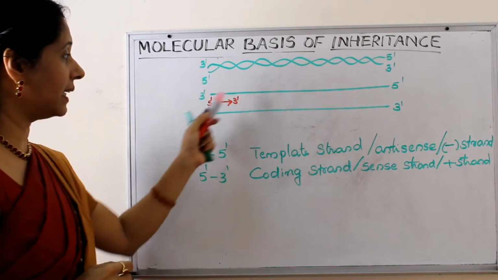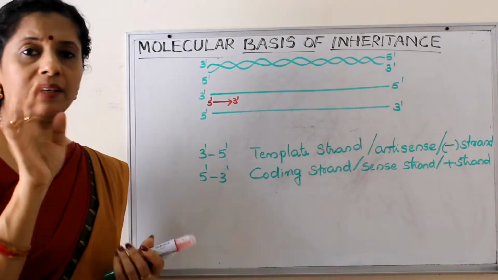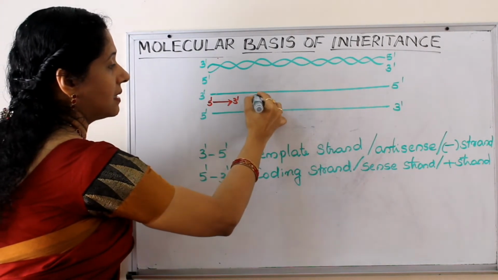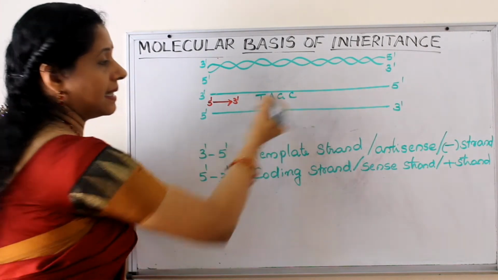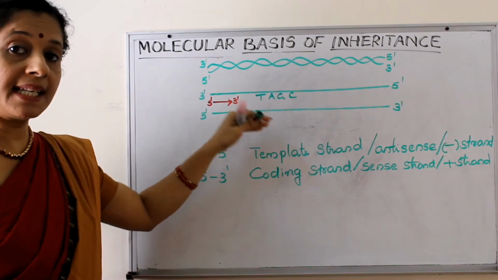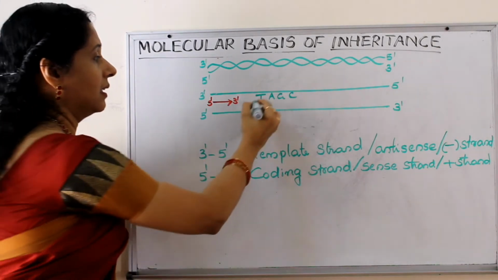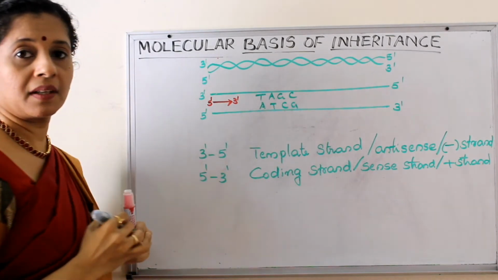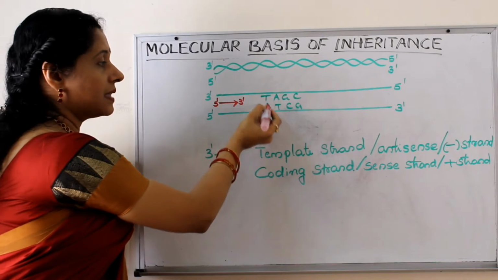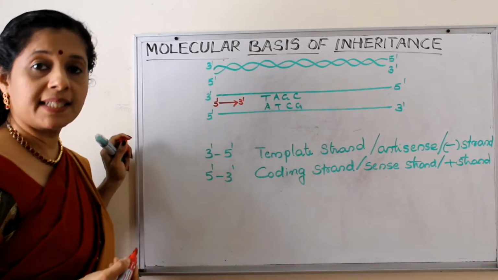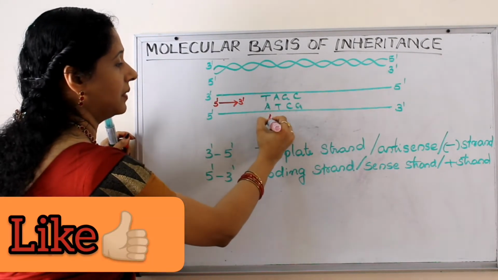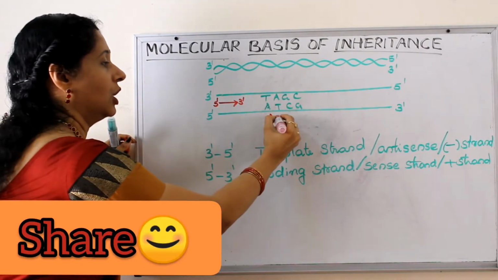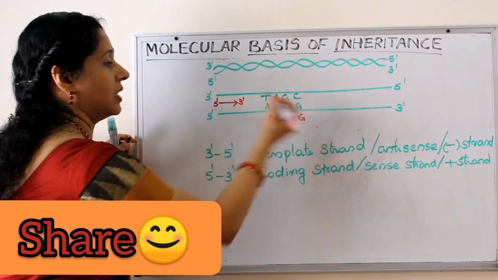If you look at the first strand, I am writing only 4 bases for your understanding. Suppose here there is a sequence T, A, G, C. What will be the sequence in the complementary strand? T will become A, A will become T, G will become C, C will become G. Now, if this is being copied into RNA, what will be the sequence on the RNA? A will become U, since for RNA it is uracil, instead of thymine.